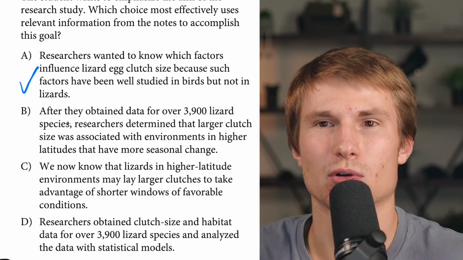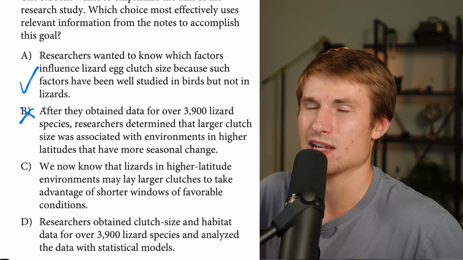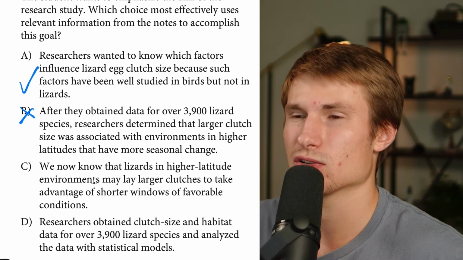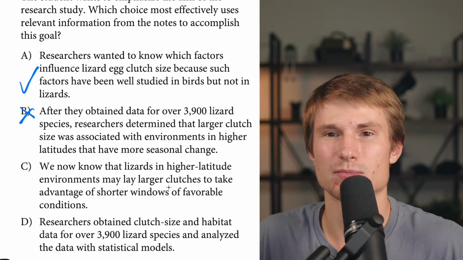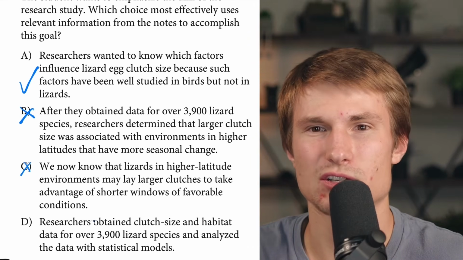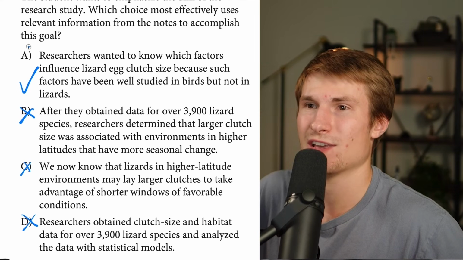After they obtained data for over 39,000 lizard species, that's too far. That's in a data collection. We just want to know the aim. If we look at C, we now know that lizards in higher latitude environments may lay larger clutch sizes. Okay, that's stating the conclusion. We don't need that. D, researchers obtained clutch size and habitat data. We're not at the point of collecting the data. We just want to state what the aim is. So our answer would have to be A.